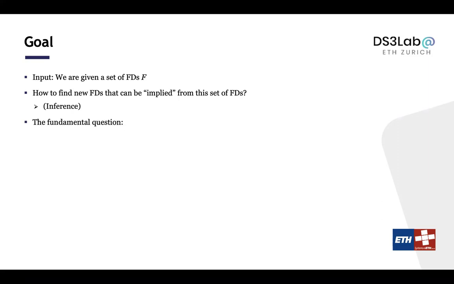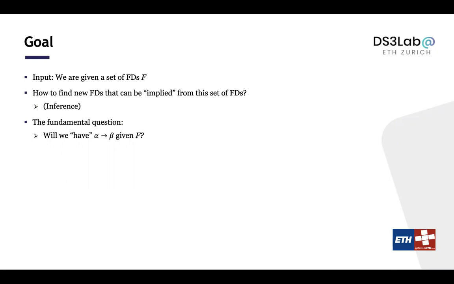So there are multiple fundamental questions. But one question is that if you give me F, the set of functional dependencies, and you give me a different functional dependency from alpha to beta, will alpha to beta hold given F? That is actually the question we want to understand.